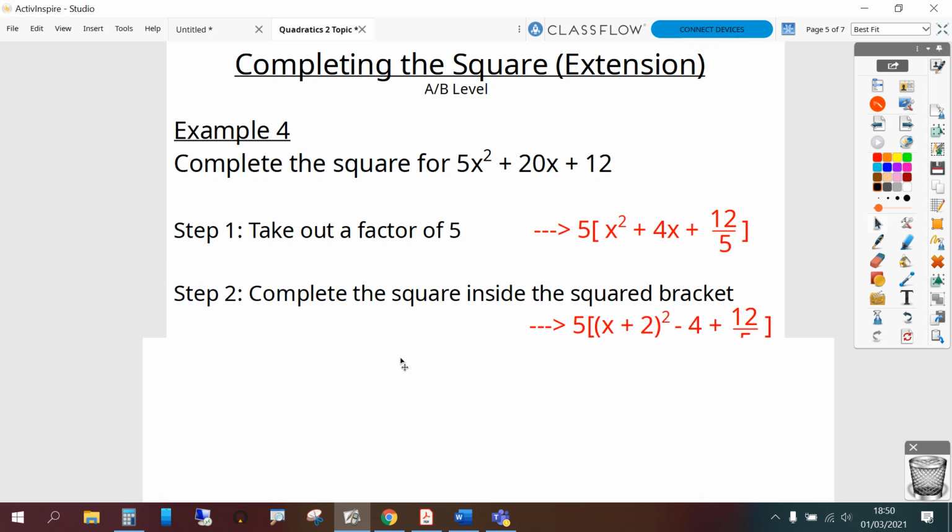Now we complete the square inside the bracket. So the x coefficient is 4, so half of that's 2. We take away the square of 2, which is taking away 4. And then we copy the constant of plus 12 over 5.